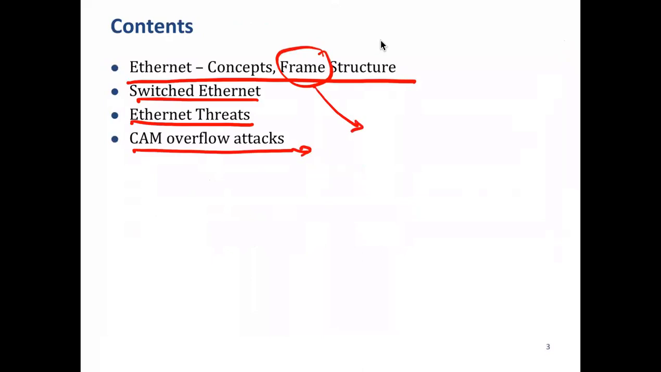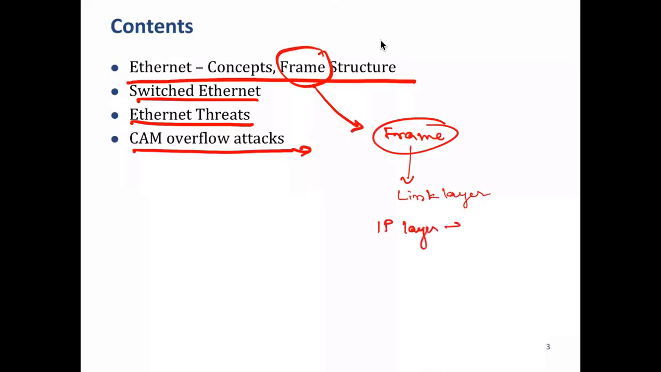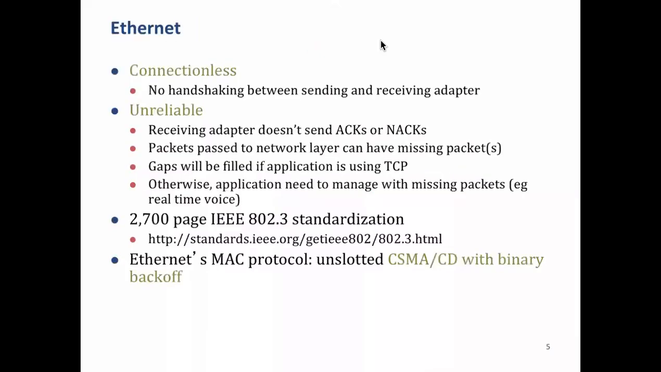Note the word frame. Frame and packet are used interchangeably. We use the word frame when we are at the link layer. From layer 3 onwards, the IP layer onwards, we use packet. These are just terminologies. You can use either one, it doesn't matter. But normally for higher layers, we use packet, though you can also say packet in the case of layer 2. So we'll revise the concepts of Ethernet, and please let me know if you don't understand anything.